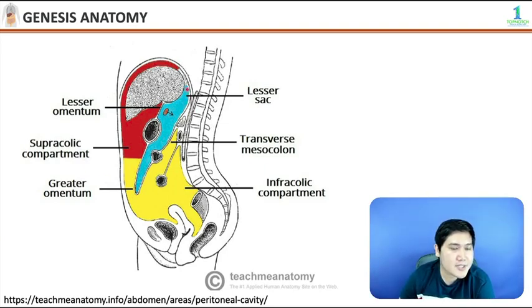We said the lesser sac goes as far back as the diaphragm, down to this portion of the greater omentum. So this is the lesser sac. This is your stomach, so your lesser sac is behind the stomach. This is the foramen of Winslow or the epiploic foramen, the connection between the greater and lesser sac.